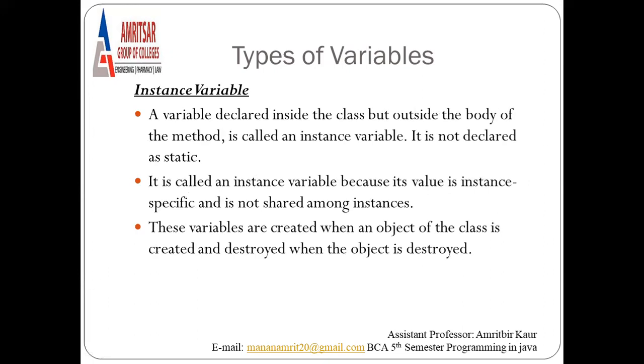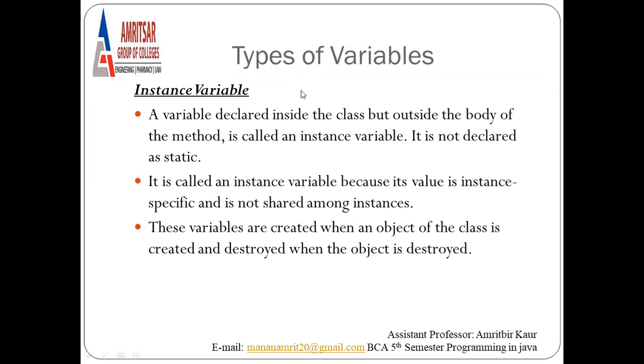Then the next type is the instance variable. A variable declared inside the class but outside the body of a method is called an instance variable. It is not declared as static, so we cannot declare an instance variable as static. It is declared inside the class but outside the body of a method, outside the function. It is called an instance variable because its value is instance specific and is not shared among instances.